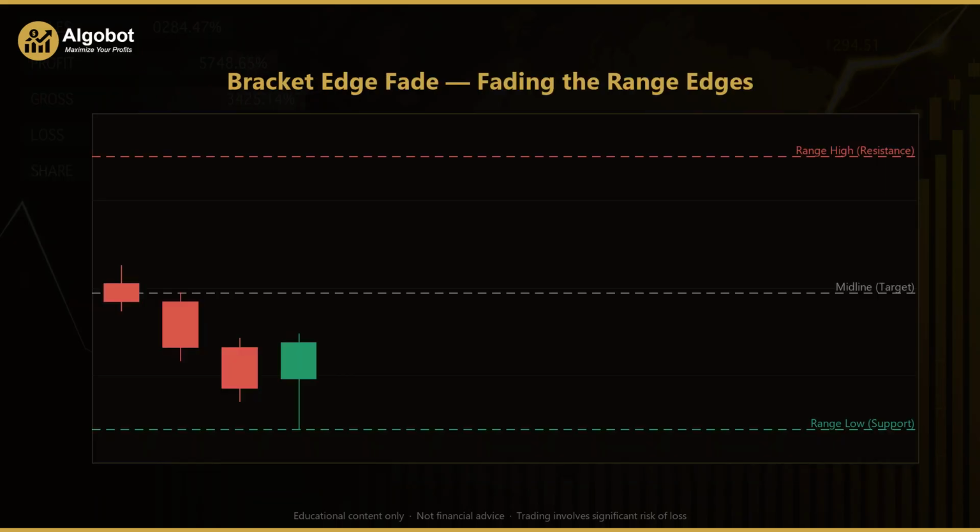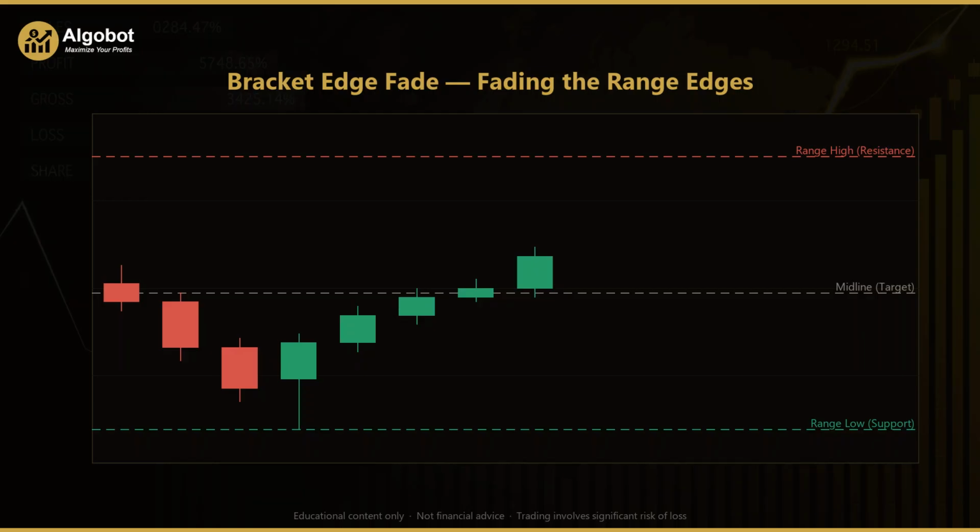Notice the 3 dashed lines. The red line up top is the range high, our resistance. The green line at the bottom is the range low, our support. And the gray line in the middle is the midline, the mean reversion target for both directions. Watch the early candles drift down toward support.